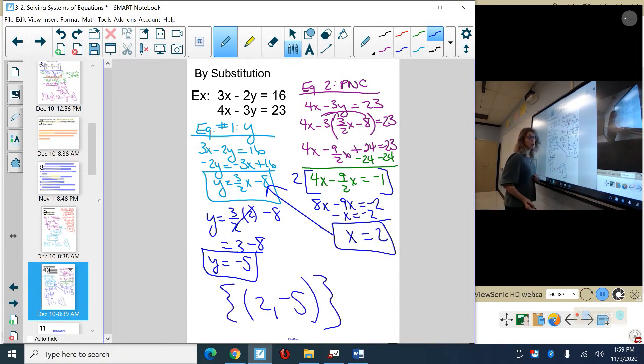Which I'm going to tell you straight up, this problem would have been so much easier doing by elimination. But I wanted to show you that it's possible to do it by substitution.